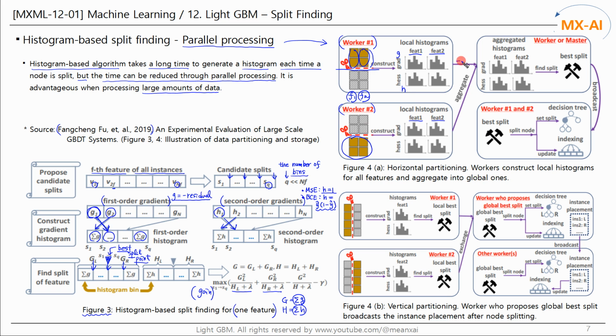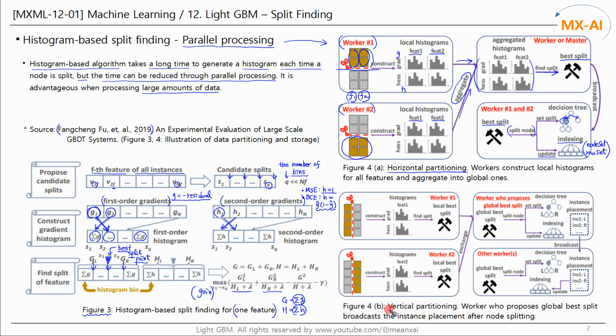The histograms created by each thread are combined to create the aggregated histograms like this. We then use these histograms to find the final best split point, as you saw on the previous page. And we use this final best split point to divide the node into left and right, like this. And we update the indexing list of the split data. It's about updating things like node set and row set that we looked at on the previous page. This is the horizontal partitioning method.